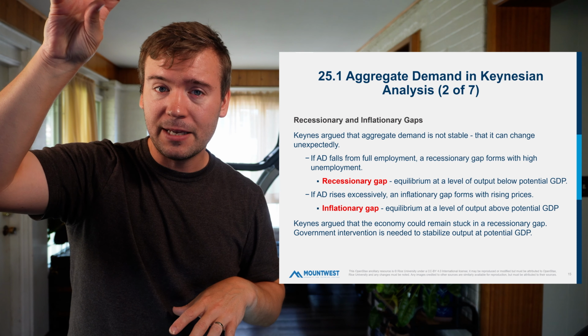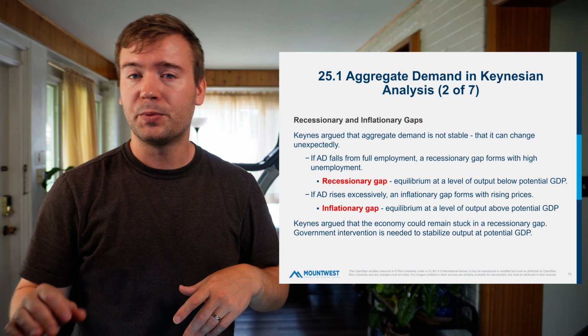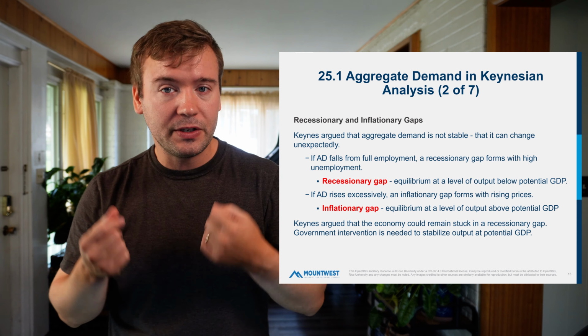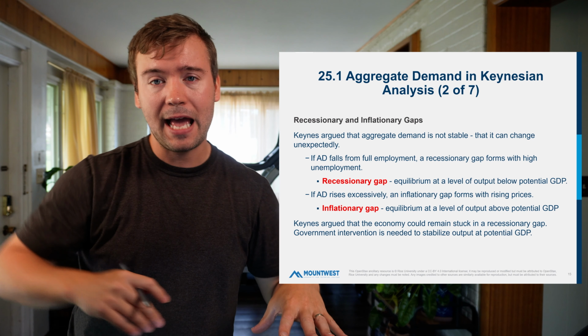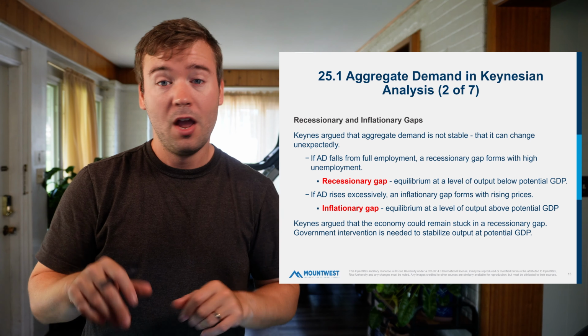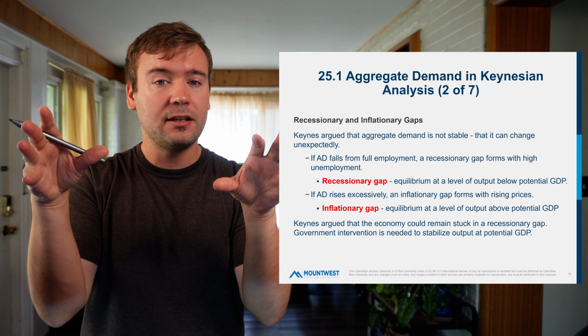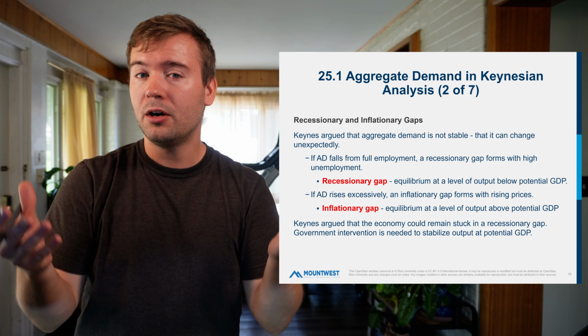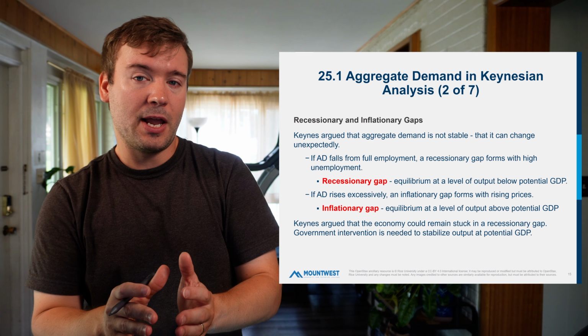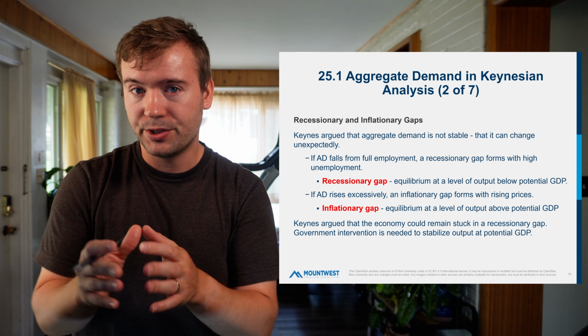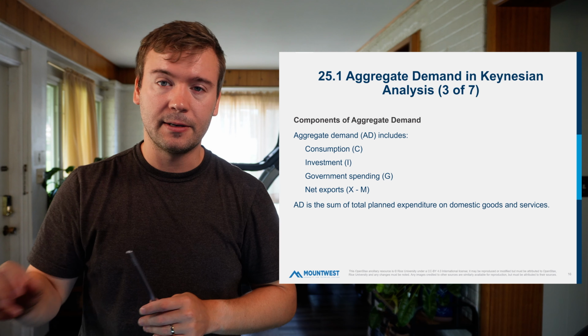The policy implication from Keynes's perspective is that government intervention is necessary to close the recessionary gap and the inflationary gap, whether by stimulating spending or trying to curb it during inflationary booms. To bring aggregate demand back in line with potential output was the goal that government should take.